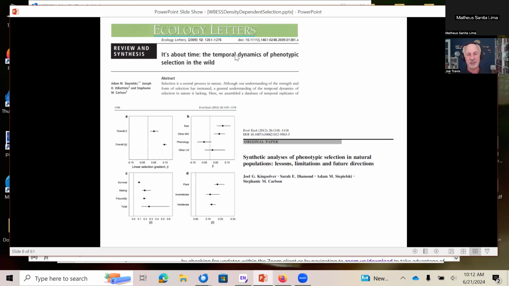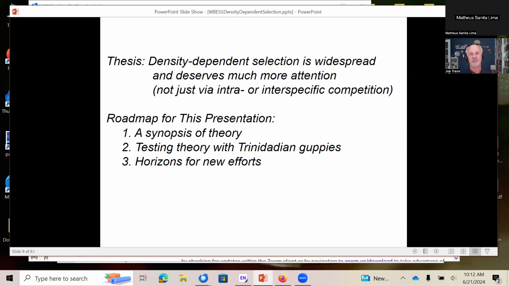Sapilsky on temporally varying selection, Joel Kingsolver and Sarah Diamond on another one of their papers on synthetic analyses of phenotypic selection, a meta analysis that looks at something like 2,000 studies, almost none of them really worry about whether selection is density dependent. Well, that's an interesting paradox, isn't it?